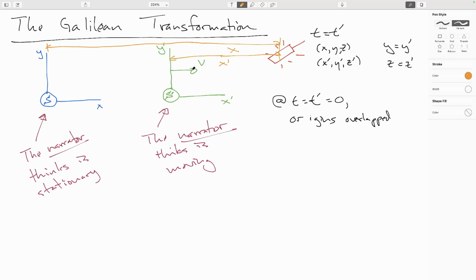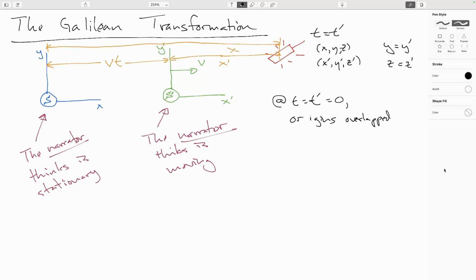Because again, they're just measuring from their origin. Now, how can we relate those two? We can relate those two by observing that at time 0, these origins overlapped. And since we're moving to the right at speed v, taking time t to do it, this distance here, the distance between s and s prime, is v times t.